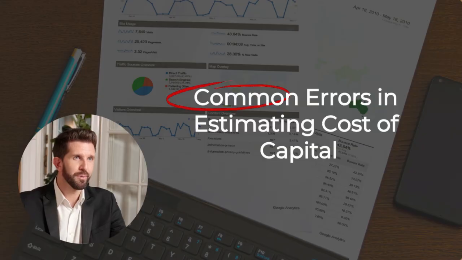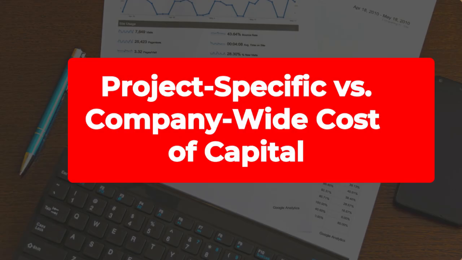Common errors in estimating cost of capital: using book values instead of market values, applying firm-wide WACC to projects with different risks, ignoring flotation costs (costs of issuing new securities), using historical returns instead of expected returns, and misestimating beta coefficients. Project-specific versus company-wide cost of capital.